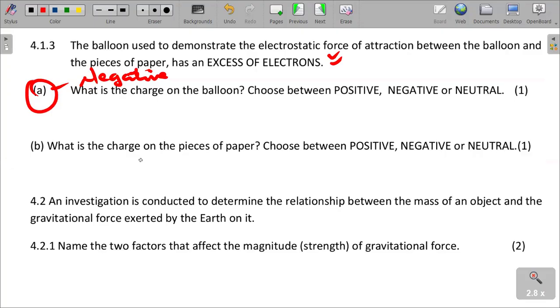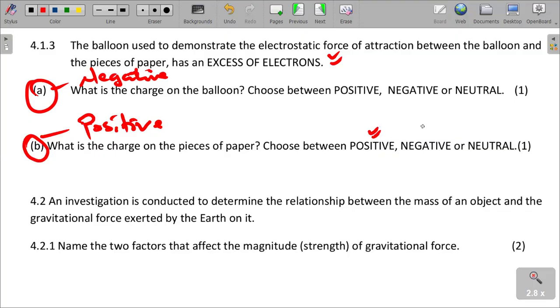And then what is the charge on the pieces of paper? For them to be attracted there, the papers must be the opposite, so for the attraction to take place, they should be positive. Unlike poles attract each other. So the negative on the balloon is applied on top of the positive. So the papers must be positive.